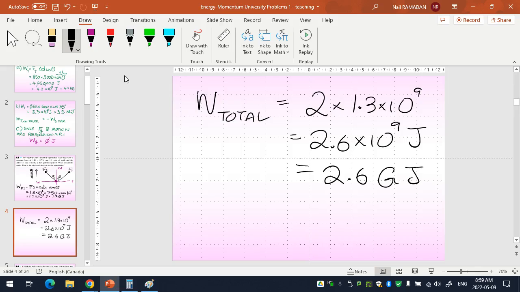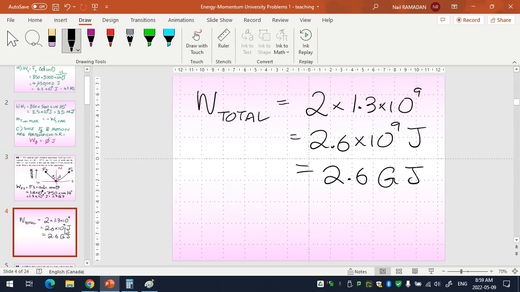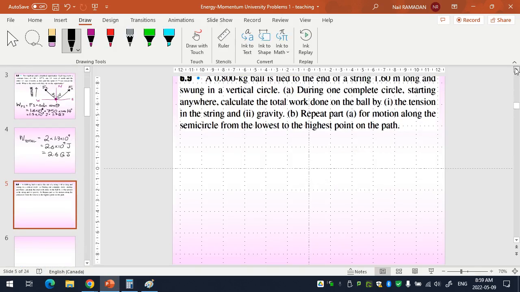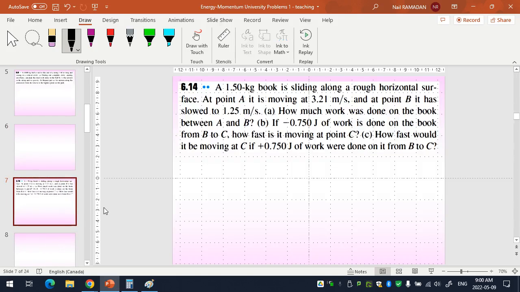Okay? Just basic stuff here. Any questions so far? Good? Okay, let me skip this one because it has circular motion. I want to do it after, when next time we do university problems.